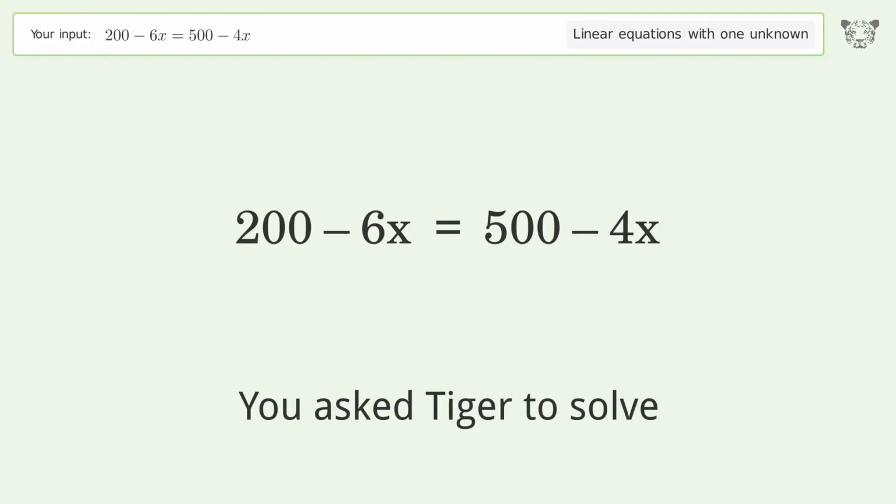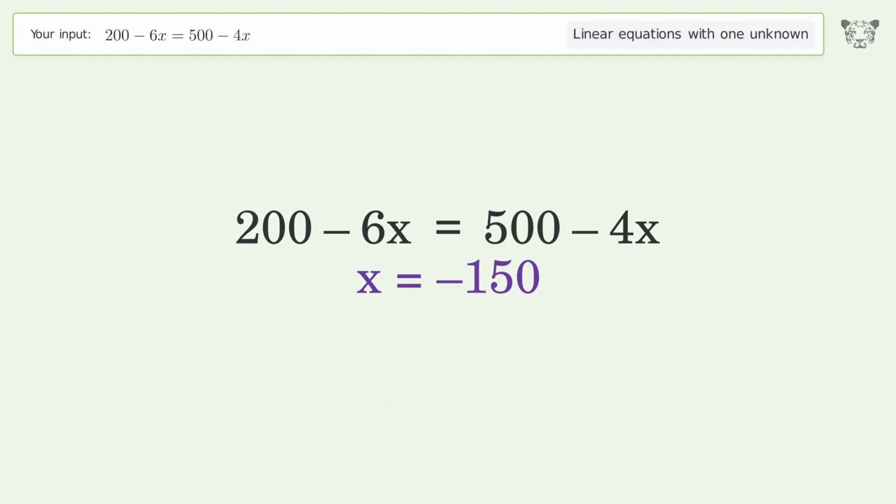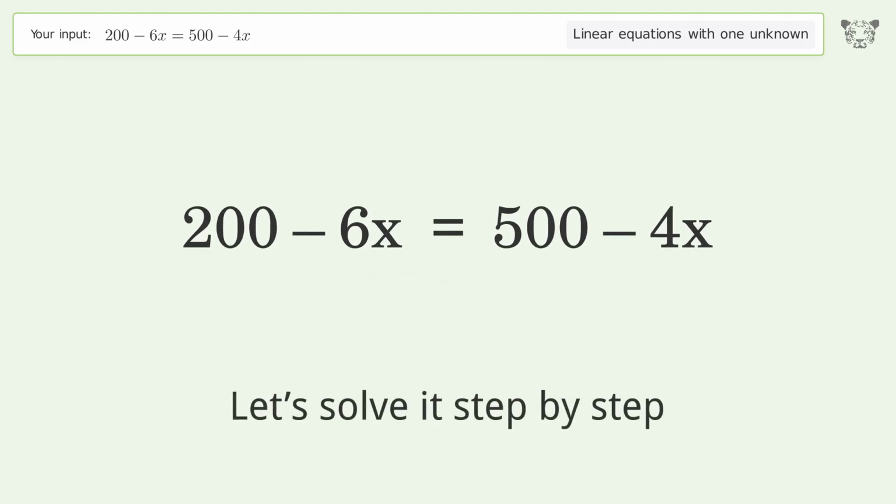You ask Tiger to solve this. This deals with linear equations with one unknown. The final result is x equals negative 150. Let's solve it step by step.